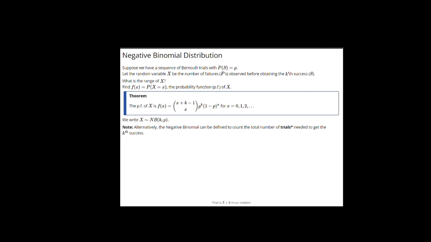This differs only very slightly from our definition of negative binomial, because the number of trials is x, the number of failures, plus k, the number of successes. So by that definition, that random variable would be x plus k in our notation.